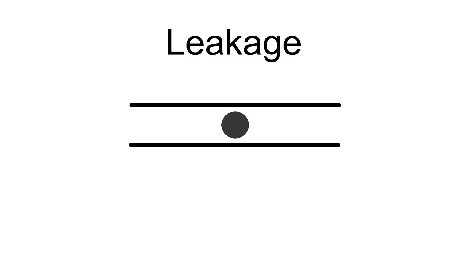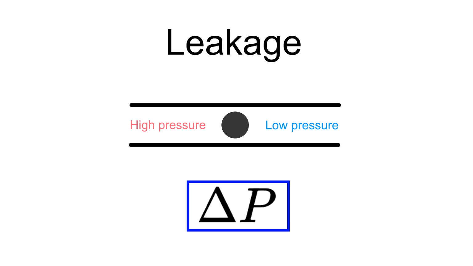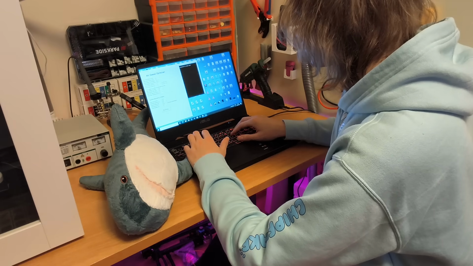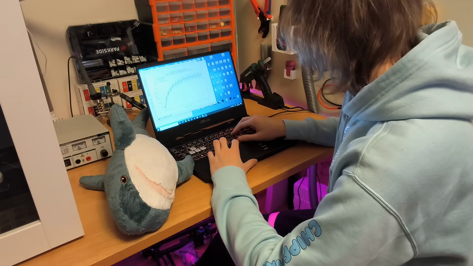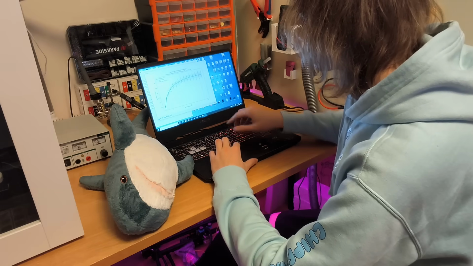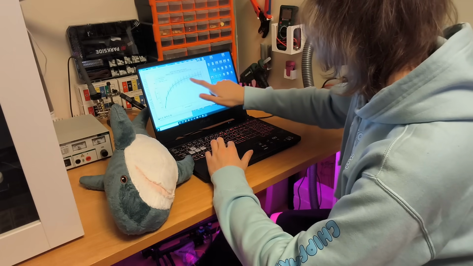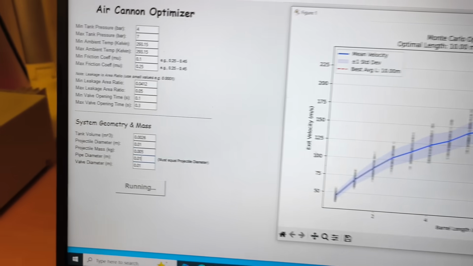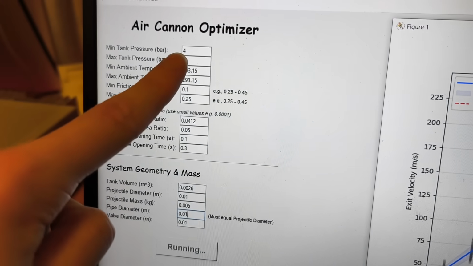One important detail is leakage. If there's pressure, the air leaks, even if the projectile isn't moving. So leakage in the model depends on the pressure differential, not velocity. A single simulation assumes everything is perfect, but real systems are not. So the tool uses the Monte Carlo method to find out the all-around best solution stochastically, meaning that it randomizes valve timing, friction, temperature, and leakage in the inputted ranges and runs the simulation many times.